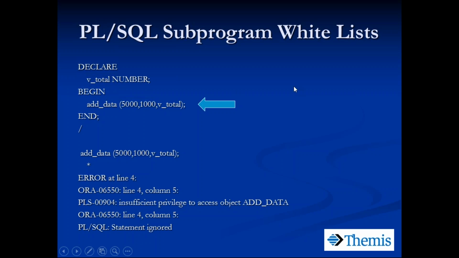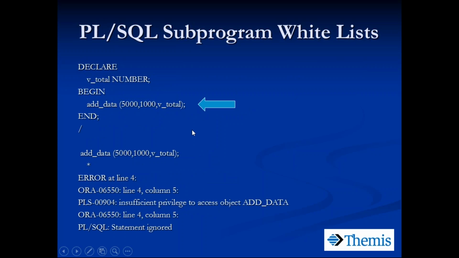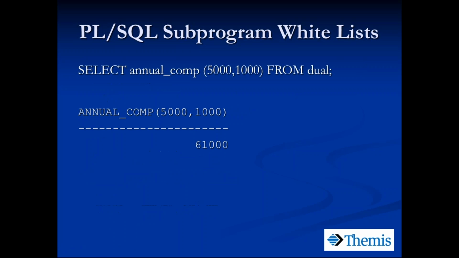Okay, and that's all because of that, if I go back here, all because of this accessible by clause right here on the annual comp. If I leave that out, then I can still run the add data directly there. All right, now if I go ahead and run the procedure that gets called from annual comp, I'm just doing select annual comp, which in turn will call add data. You can see it works just perfectly fine.